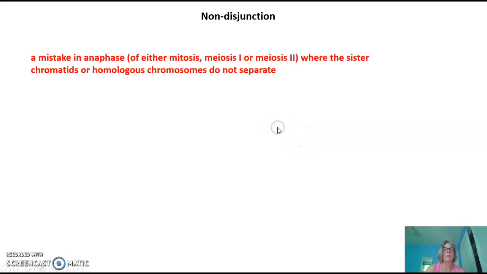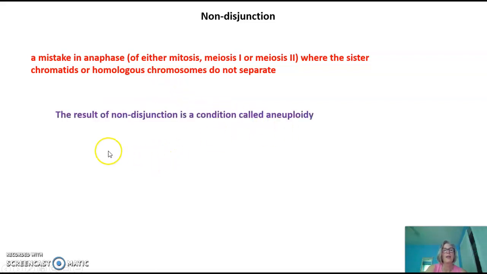Hi everyone, tonight's video is on non-disjunction. Non-disjunction is a mistake in anaphase, and it can be in meiosis 1, meiosis 2, or mitosis, where the sister chromatids or the homologous chromosomes do not separate. The result of non-disjunction is a condition called aneuploidy.